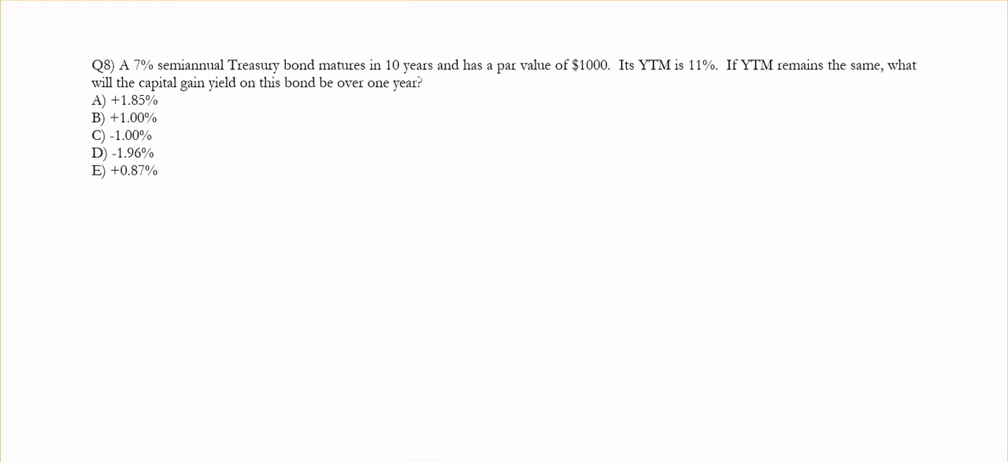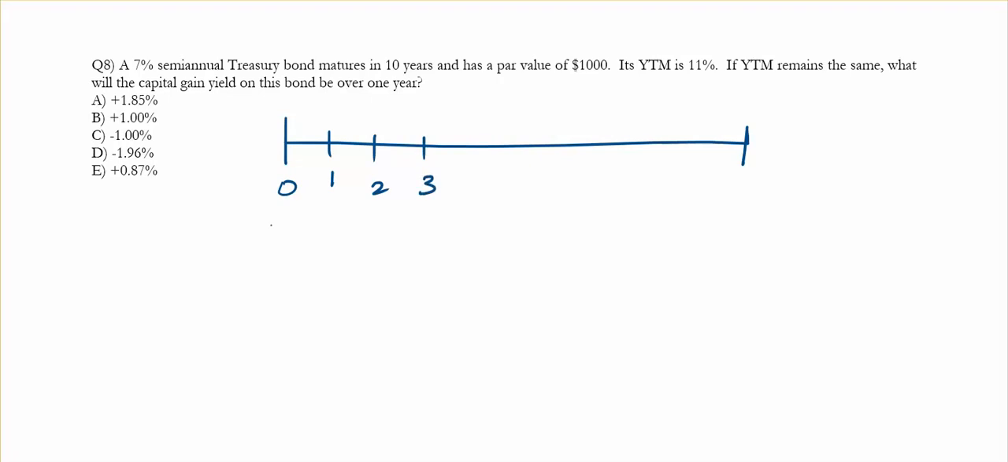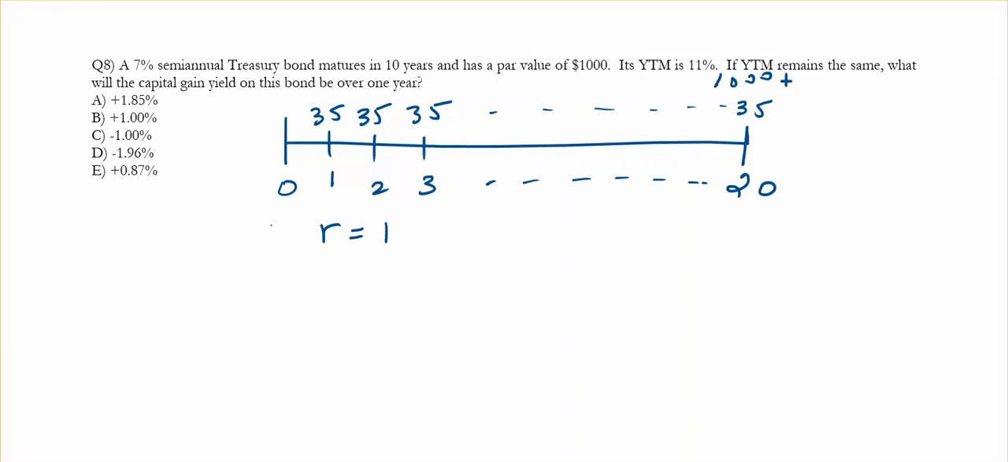Let's do another capital gain yield question. We have a 7% semi-annual bond, so it pays coupons of $35, matures in 10 years, so you have 20 periods, par value of $1,000. Its yield to maturity is 11%, split that in two. The yield to maturity stays the same. What will be the capital gain yield of the bond over this 1 year?